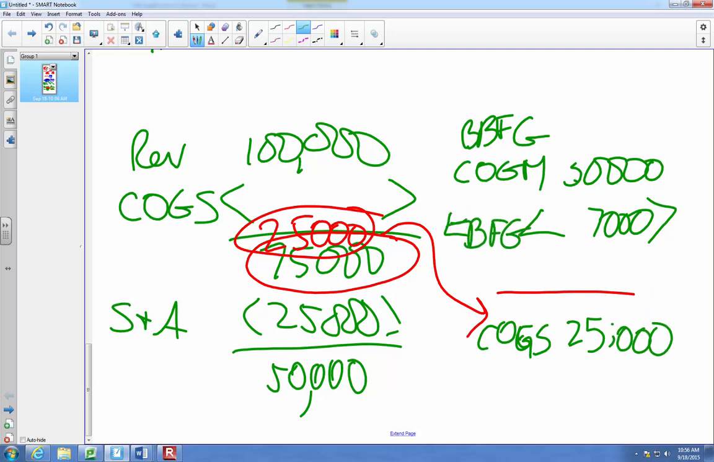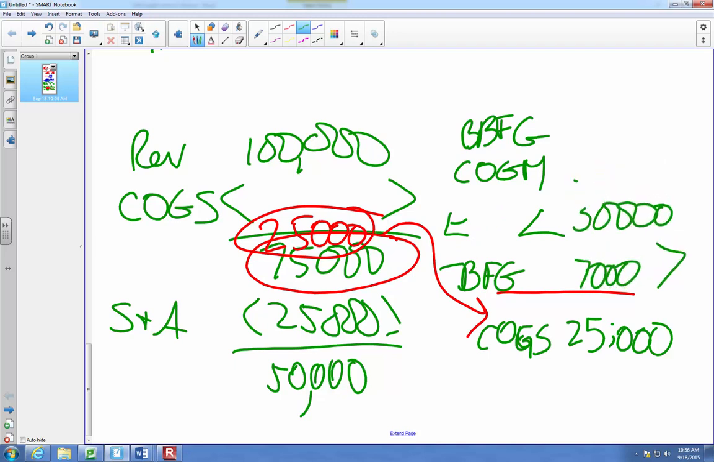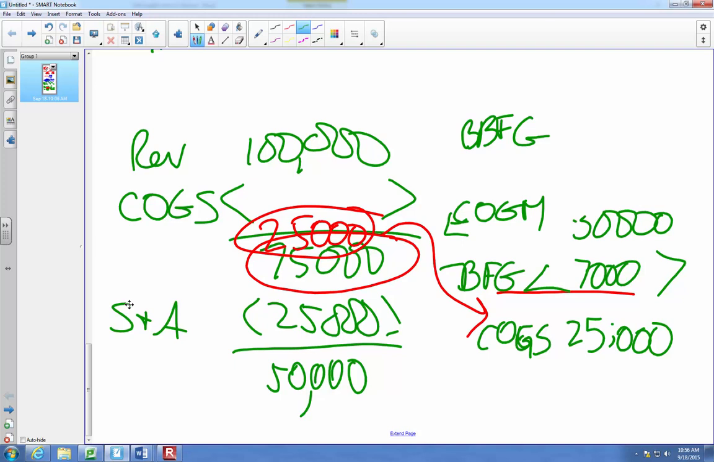My ending balance finished goods was 7. Yeah, so really what's your X here then? Yeah, I'm solving for beginning. So you're just plugging in numbers. Solve for X. That's it. What else?